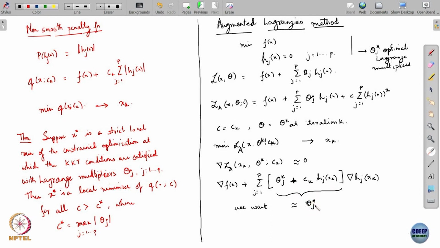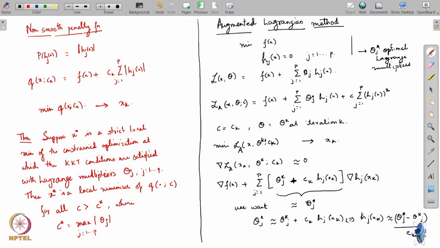Now, I can rearrange this and write it in the following way. I write theta j star to be approximately equal to theta k j plus C k times h j of x k, or equivalently I say h j of x k is approximately equal to theta j star minus theta k j, the whole divided by C k.